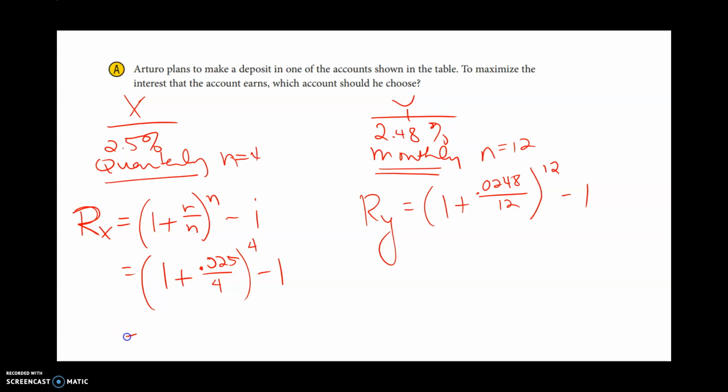So this gives me an effective annual interest rate. I'm taking it out a few places because I'm not sure how close this other one will be. So it's 2.523 and so on percent. This other one now has a slightly lower interest rate, but it's compounded more often. We're going to raise that to the 12, and subtract 1.